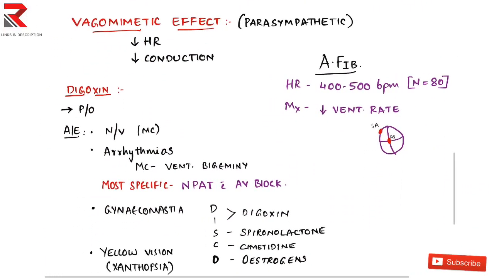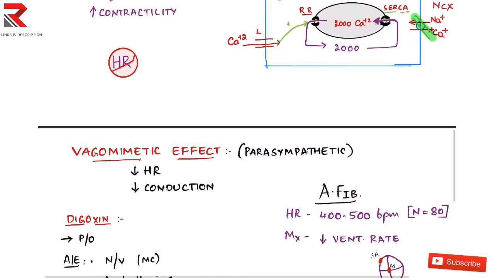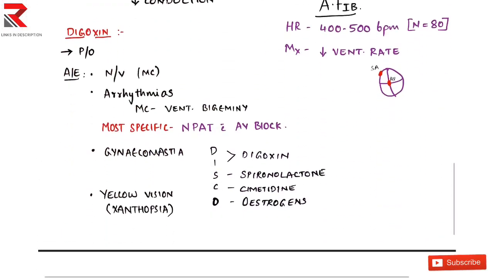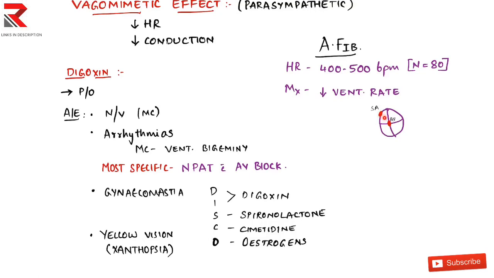And digoxin has another effect, that is the vagomimetic effect. Vagal means it is a parasympathetic action. There is no sympathetic action on the heart. That's why there is a decrease in heart rate and a decrease in conduction. Okay, so we have another problem, because when digitalis is given, for a short time the conduction from the SA node to the AV node is blocked. When this conduction is not passed, there is an increased sympathetic activity, which may lead to atrial fibrillation.